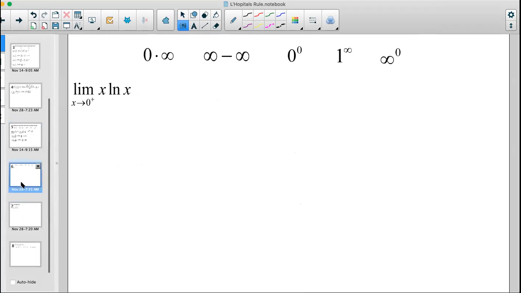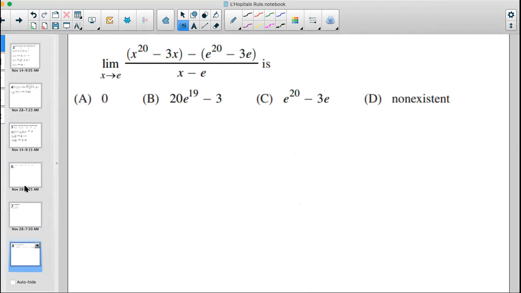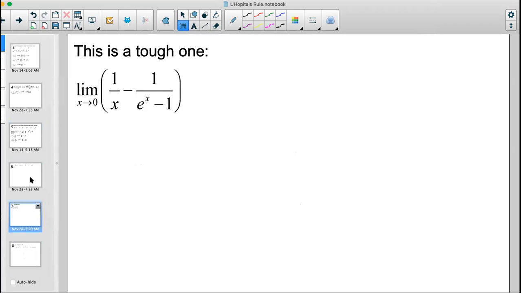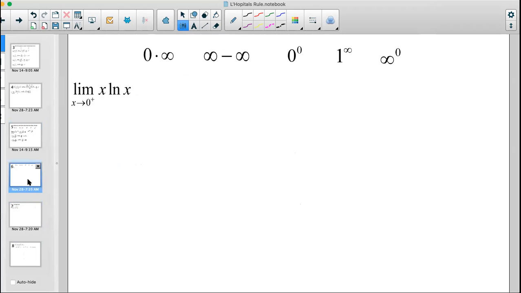What other examples do we got? We might skip this one and maybe do it in class, but this one doesn't look like anything really. If I try and plug in 0, as x approaches 0 from the right, x itself approaches 0. You might want to think about what the graph of the natural log of x looks like. It looks like this.